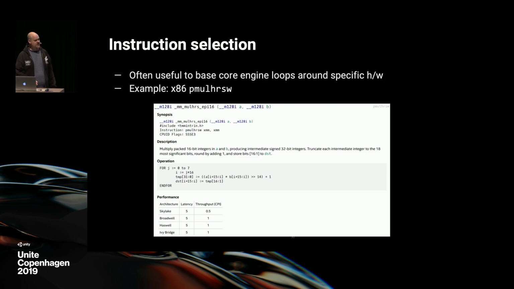I mentioned instruction selection, right? On a lot of chips, there are esoteric instructions that do a quirky thing really well. This is an Intel instruction, for example, here, PMULHRSW, which does essentially fixed point multiplication and rounding. And it's crazy fast. If you're trying to do this outside of using this instruction, you'll be paying 4 times as much for it.